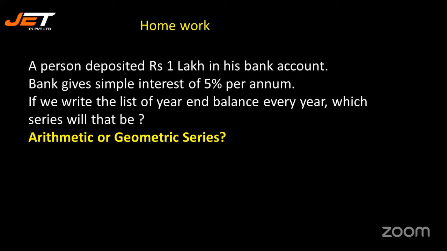Simple interest means you should calculate a normal simple interest, 1 lakh into 5%. So just make the series: 1 lakh, the next will be 1 lakh plus 5%, next from that 1 lakh plus 5%. Like that you go on and make the series. Once you have the series, you can find out whether it is arithmetic or geometric. If it is arithmetic, your second term minus first term must be the same as third term minus second term. If it's geometric, second term by first term must be equal to third term by second term.